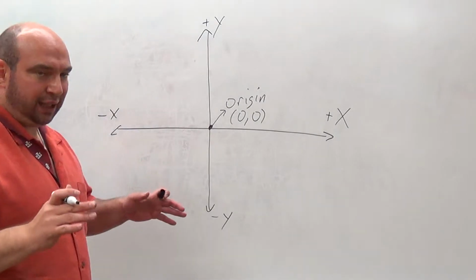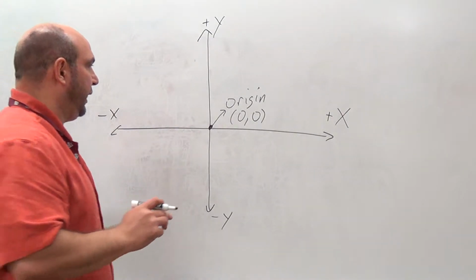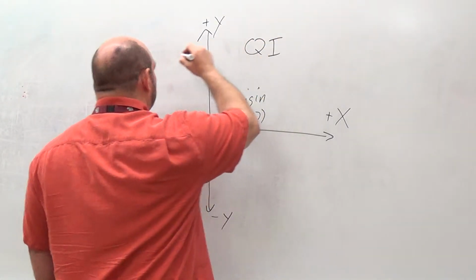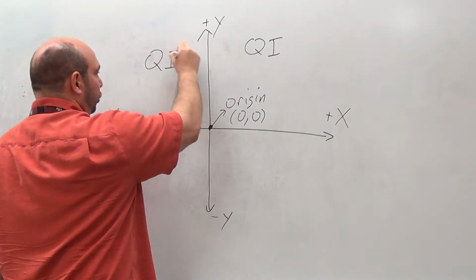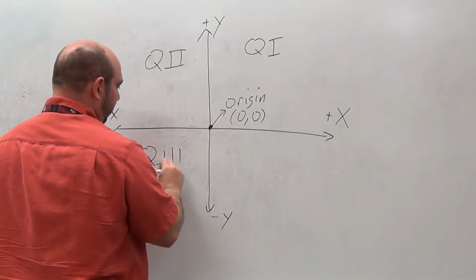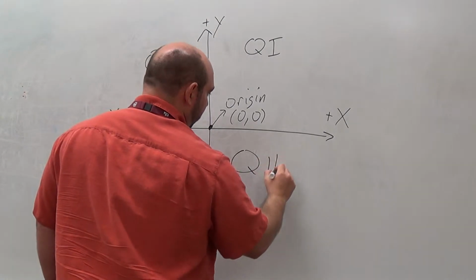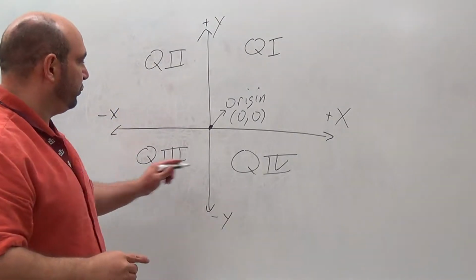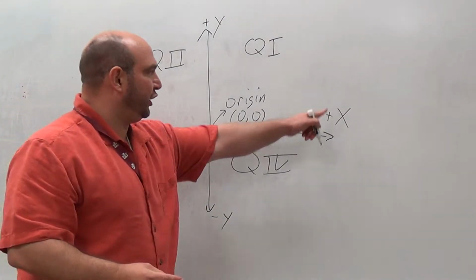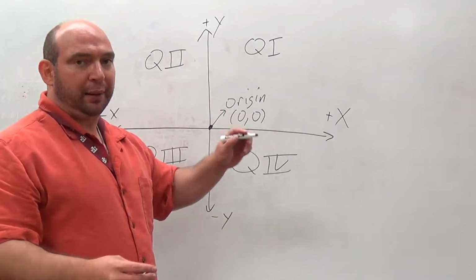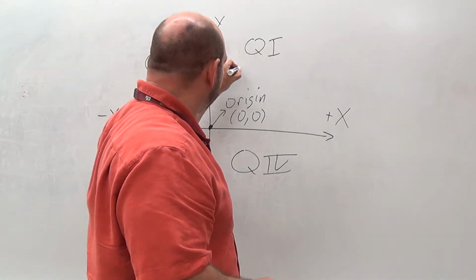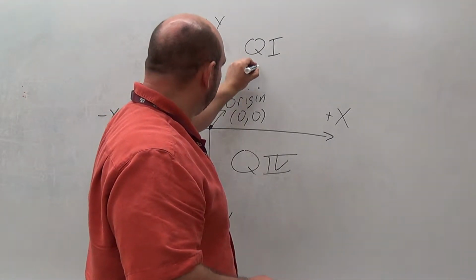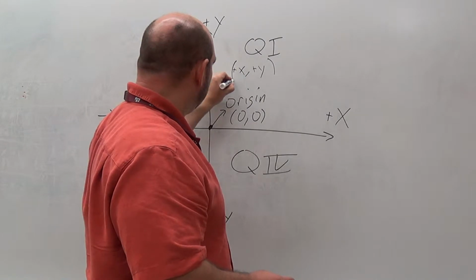All right, so the idea of this is that in this quadrant, I'm in quadrant 1, quadrant 2, quadrant 3, quadrant 4. Okay, so I've got 1, 2, 3, and 4. All right, so what do I know? I know in this quadrant right here, my x's are going to be positive, and my y's are going to be positive, just like that.